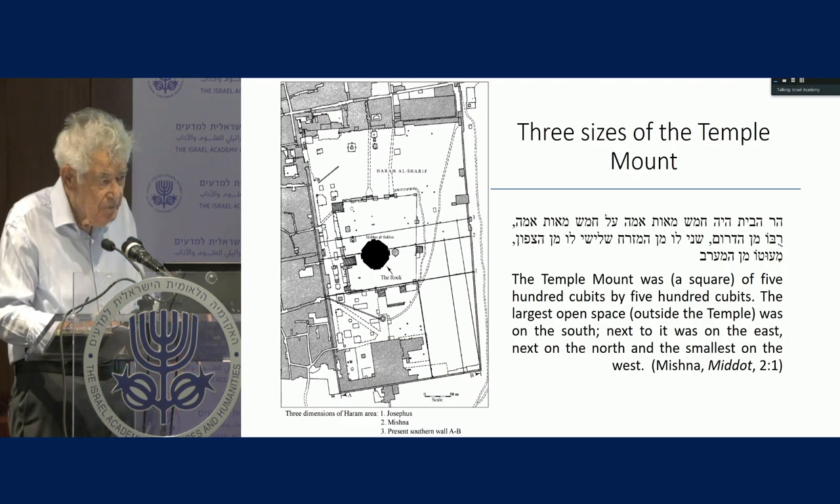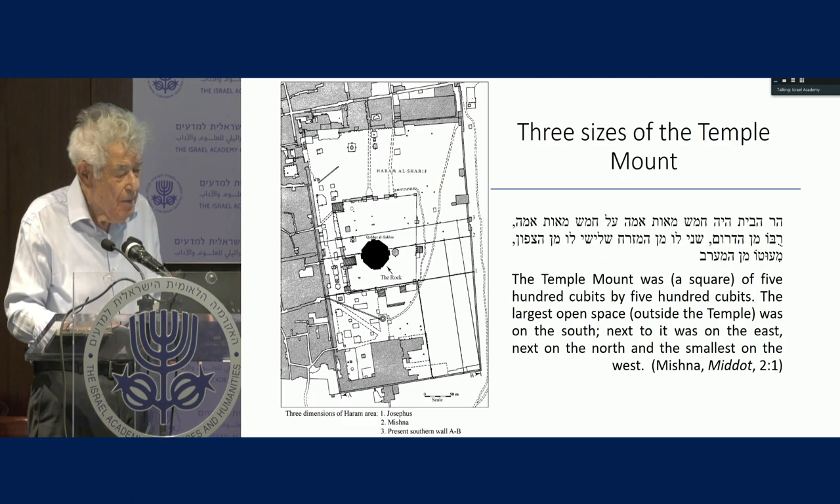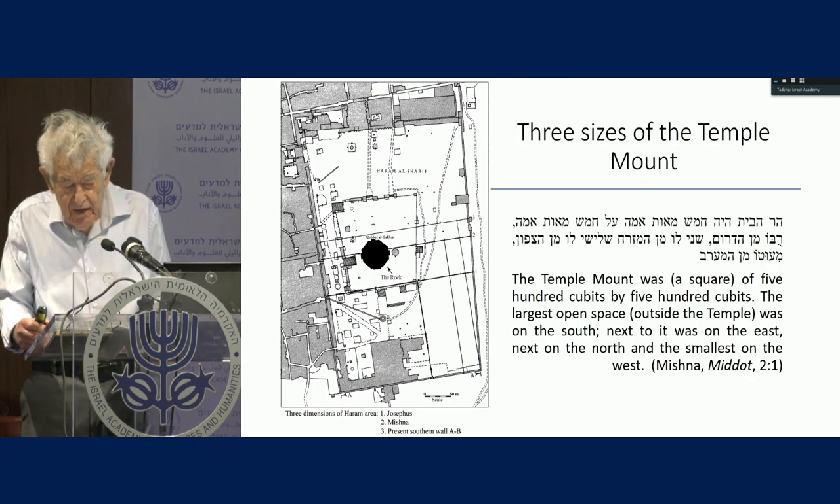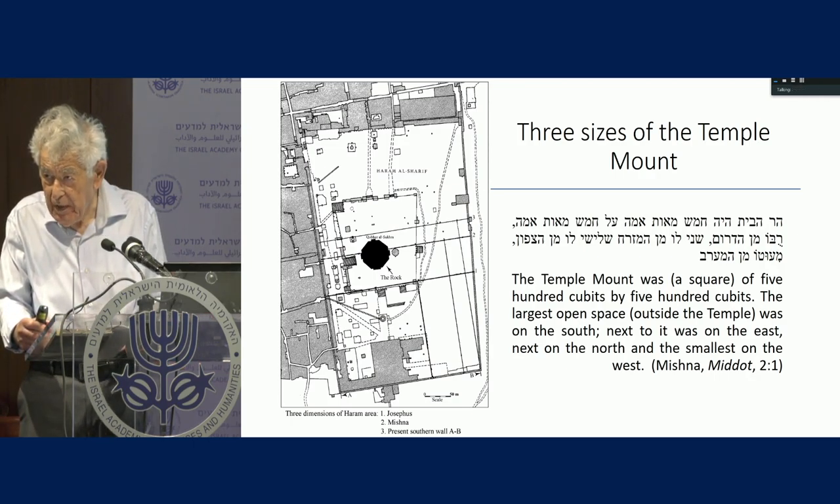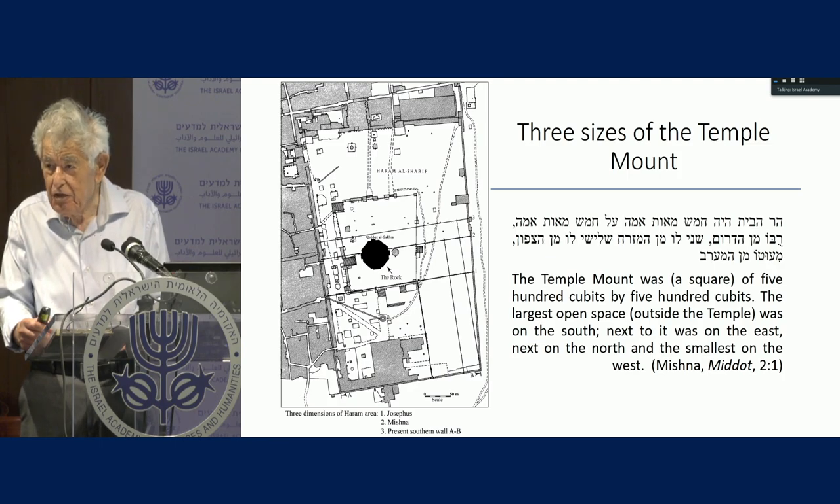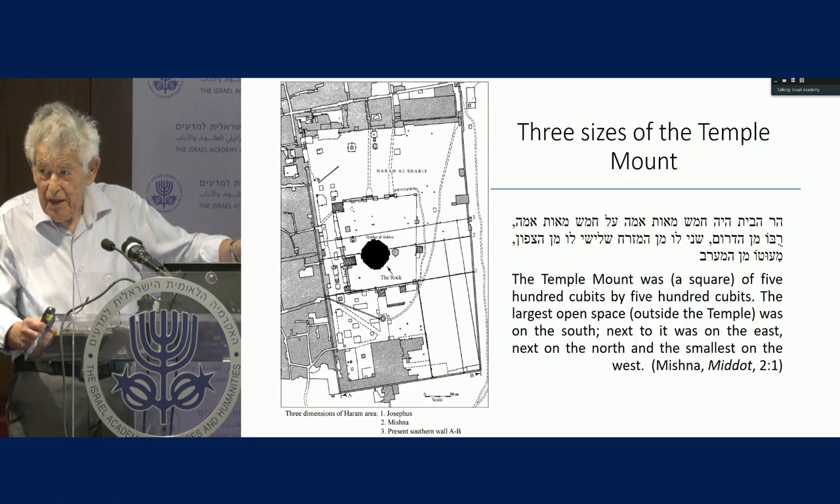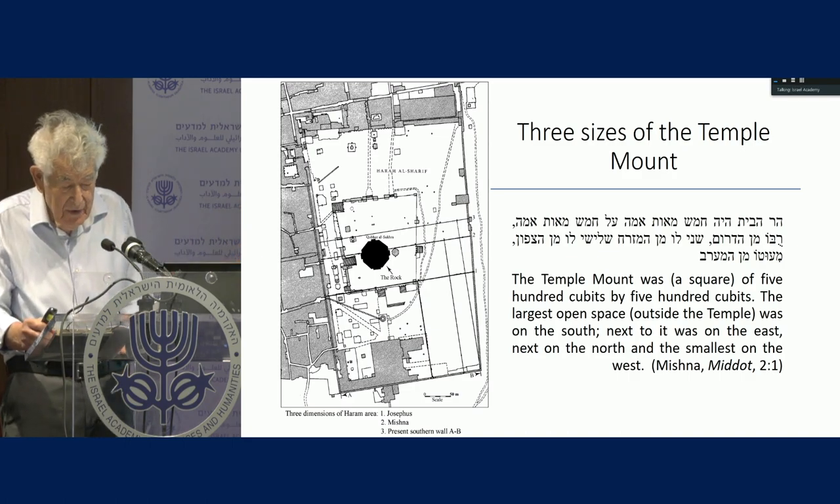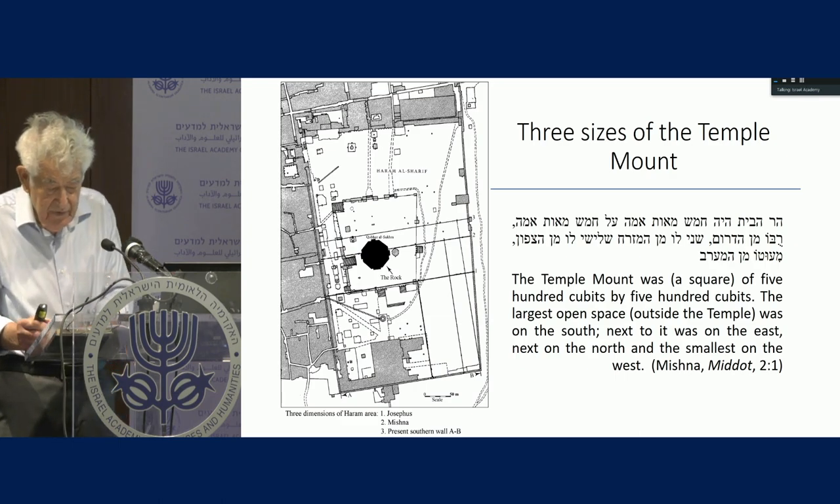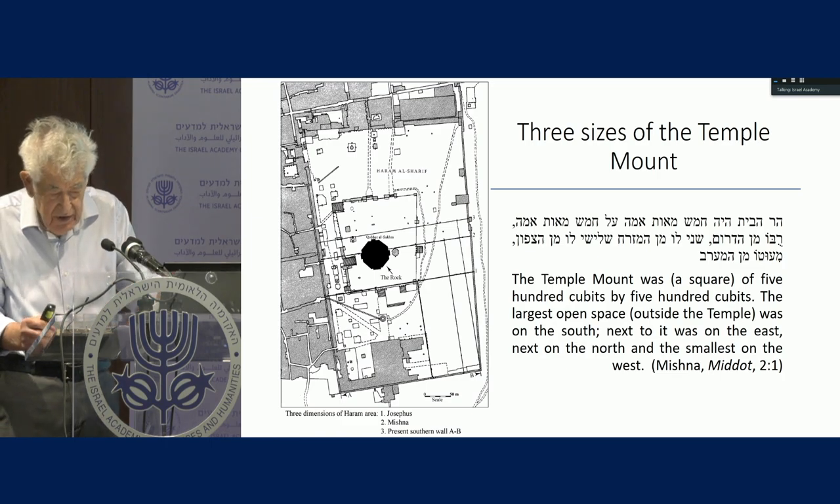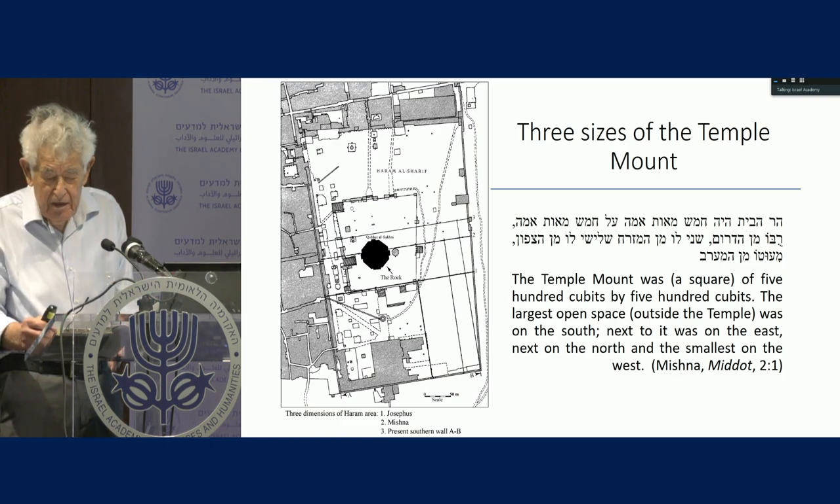We know from the Mishnah and from Josephus that the size of Herod's temple was far, far smaller than this huge area of the Temple Mount. And what we read in the sources concerning this, we read in the Mishnah in Tractate Midot.